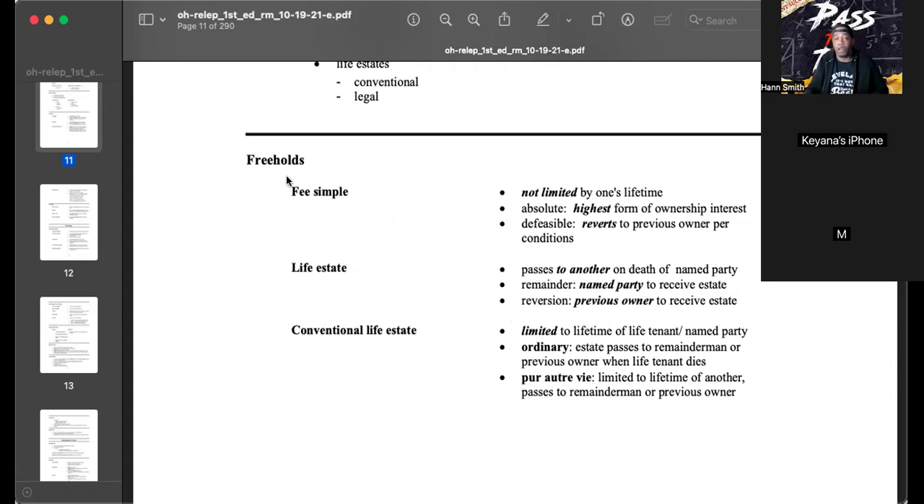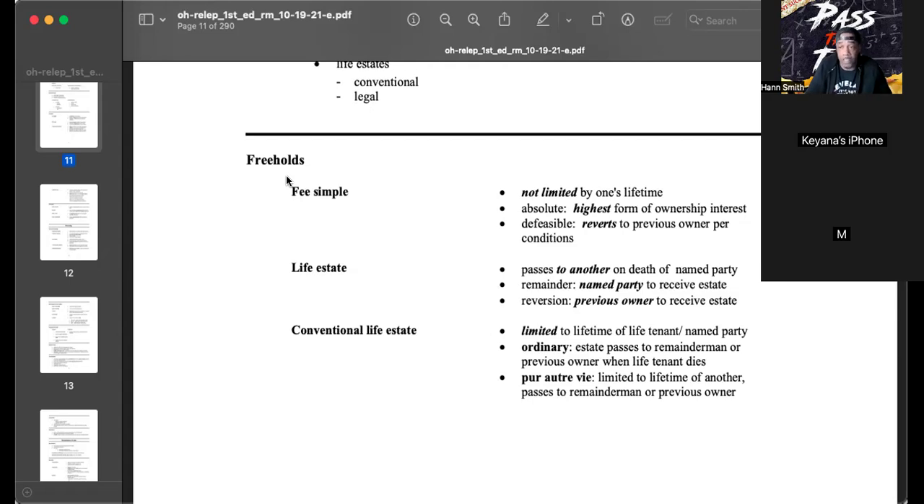So you may get a question. I might ask you a question like name the three freehold estates. You're gonna say fee simple absolute, fee simple defeasible, and life estate. And if I ask you what a remainder man is, someone who receives the property after the named party's life, after the named party moved on. They're the next recipient in line of a life estate.